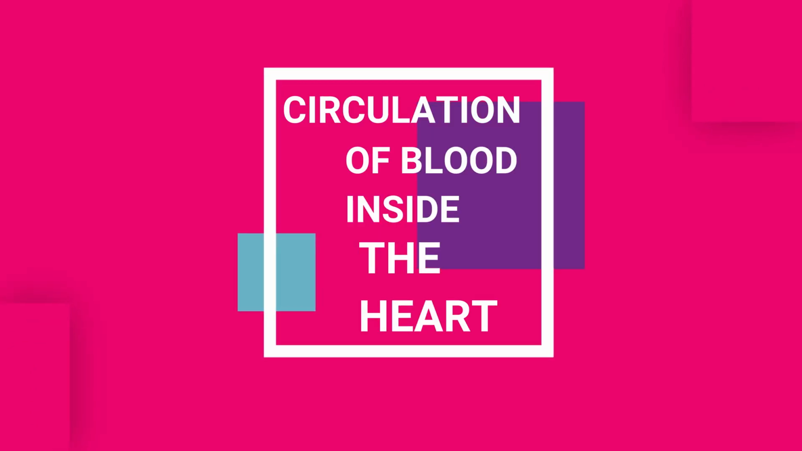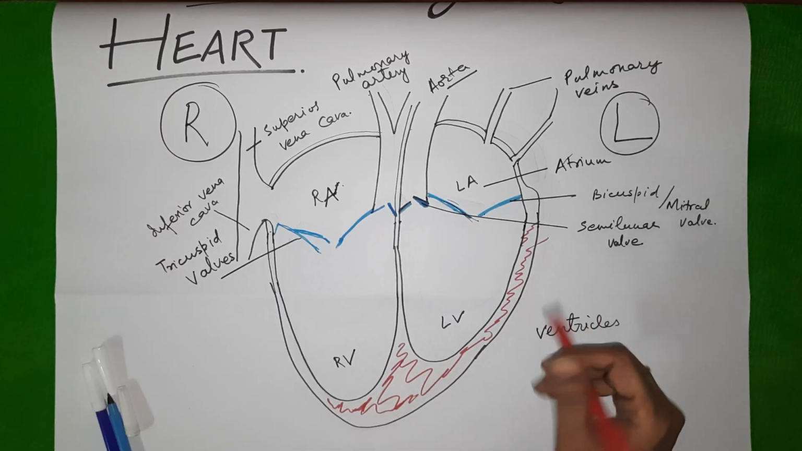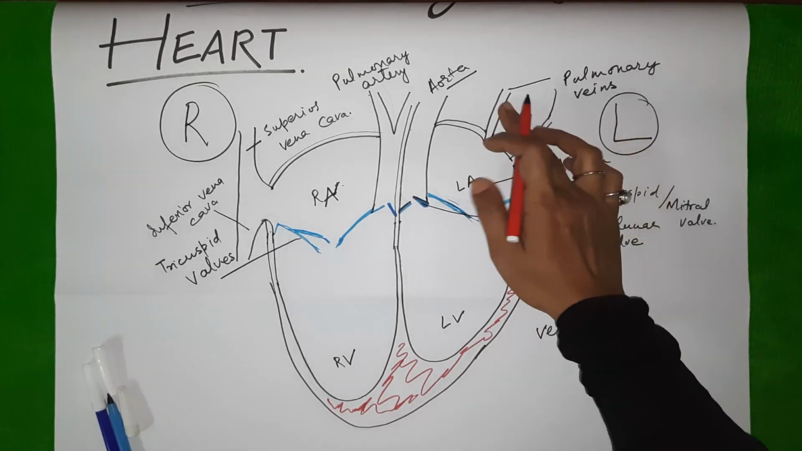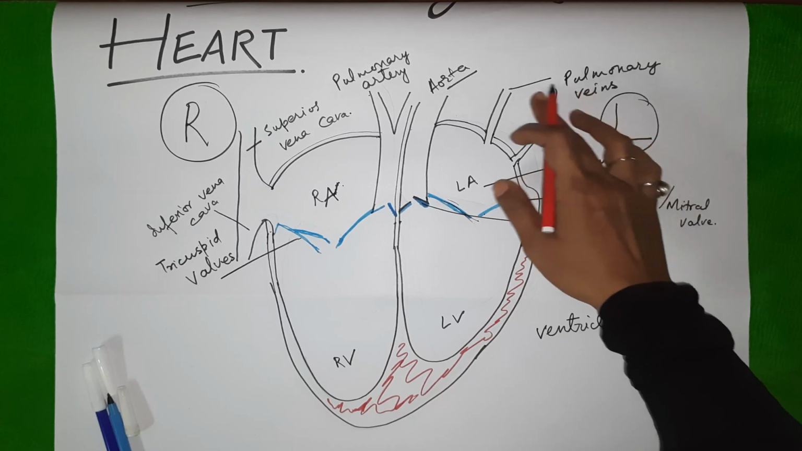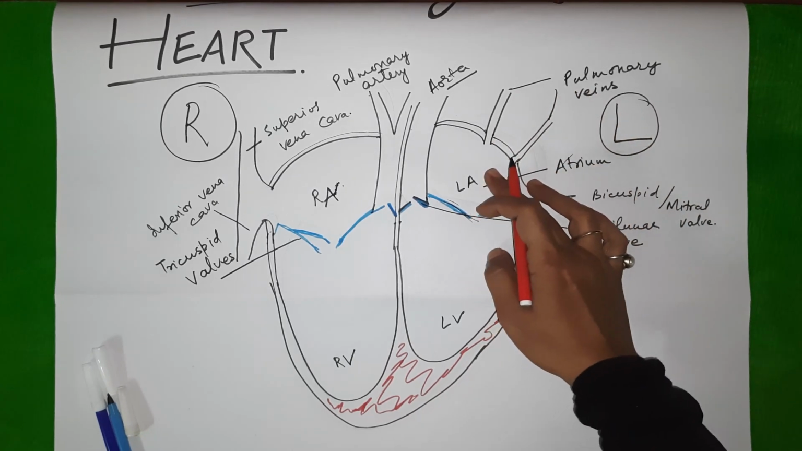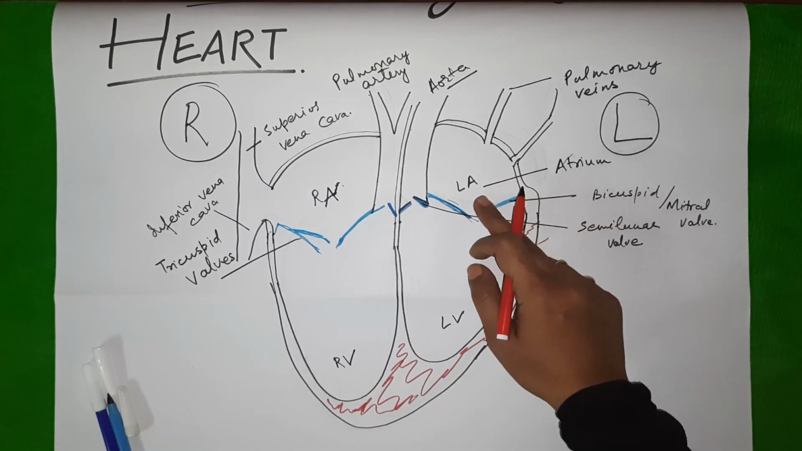Now children, when we talk about the circulation of blood inside the heart, how it happens and in which way it goes, now I am going to describe this. First, the blood will come from the pulmonary vein. Okay, through the pulmonary vein it will enter inside the heart. Where will it enter? It will enter into the left atrium.